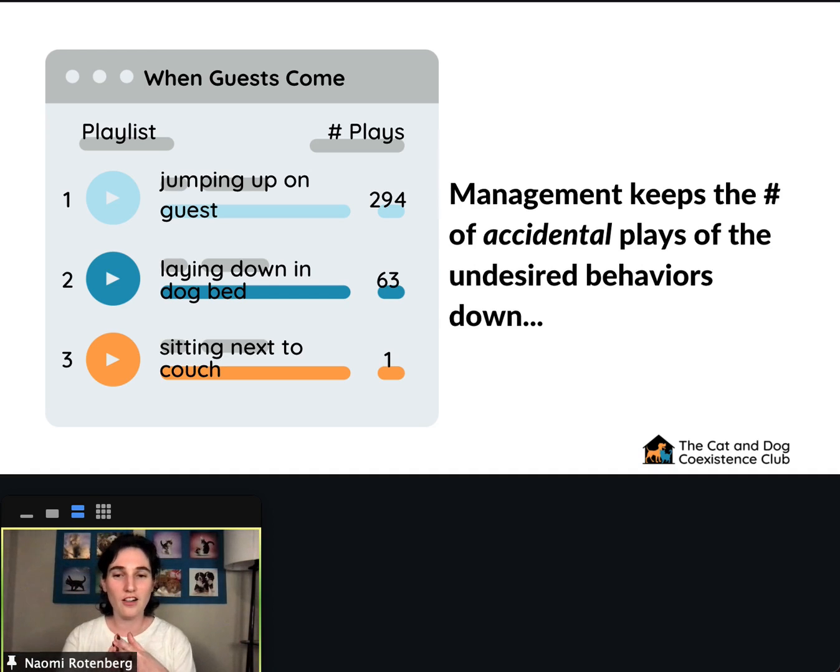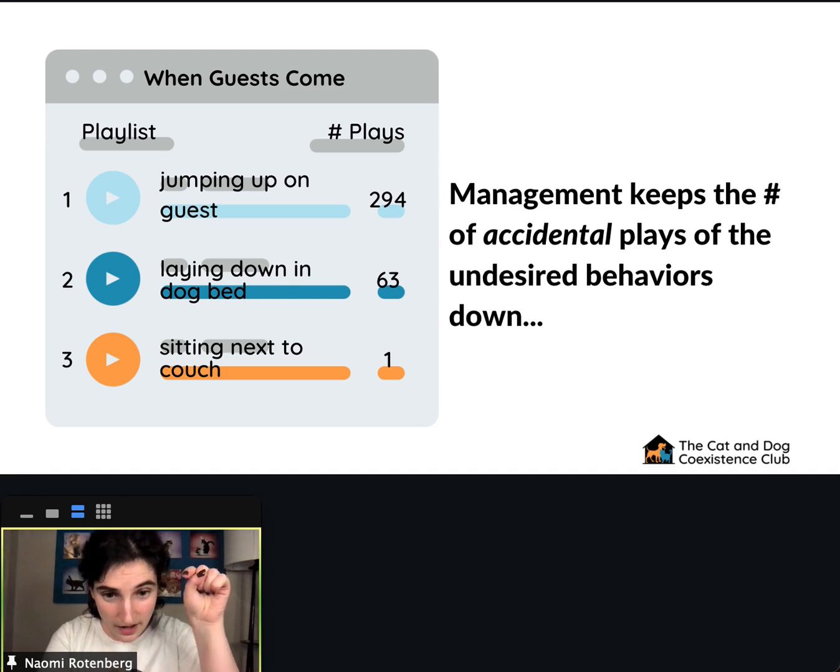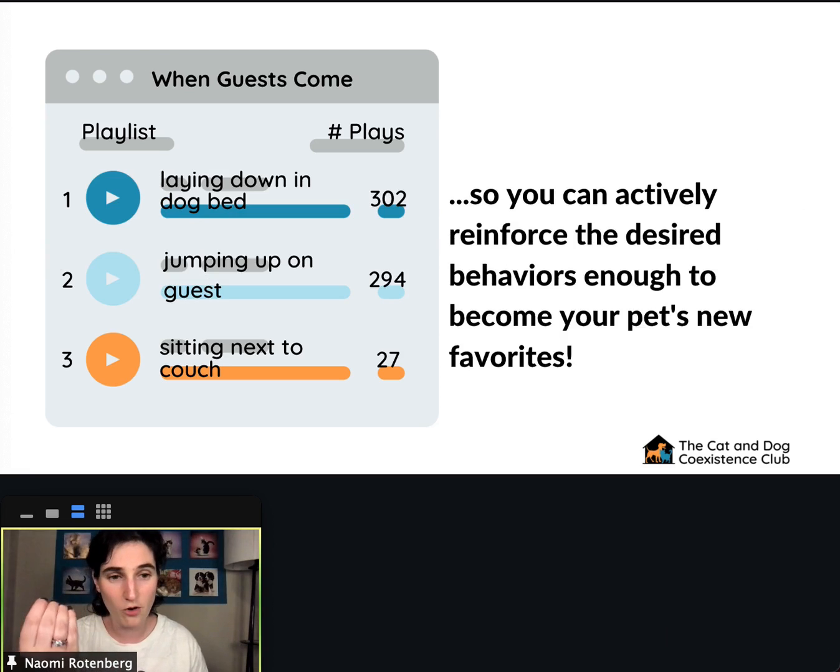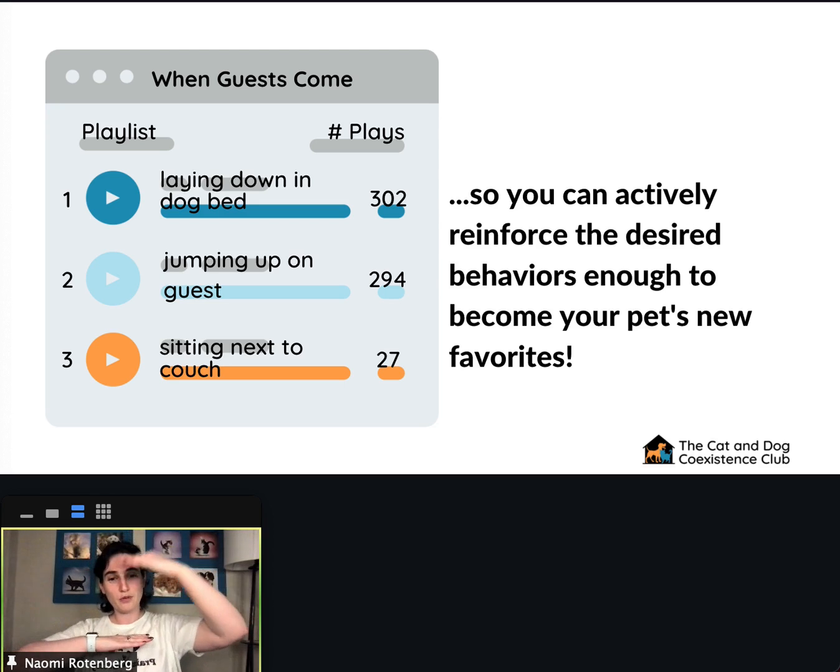But if we install a management setup to prevent any more jumping from happening in the future, that will keep the number of accidental reinforcements or playing of the undesired behavior as low as possible, so that we can intentionally reinforce the desired behavior that we've chosen enough so that it overtakes the play count of the undesired behavior, therefore making it the most likely behavior that the animal will offer in that context the next time. So we're trying to tamp down the accidental reinforcement of any behavior we don't want to see, and then we are piling on the reinforcement to the behavior that we would rather happen so that it creeps up the playlist and then becomes number one.